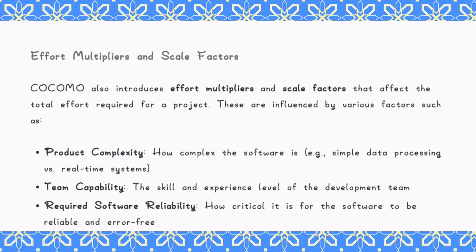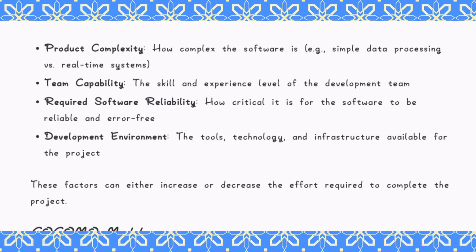Effort multipliers and scale factors. COCOMO also introduces effort multipliers and scale factors that affect the total effort required for a project. These are influenced by various factors such as product complexity, how complex the software is, e.g., simple data processing versus real-time systems, team capability, the skill and experience level of the development team, required software reliability, how critical it is for the software to be reliable and error-free. Development environment, the tools, technology, and infrastructure available for the project. These factors can either increase or decrease the effort required to complete the project.